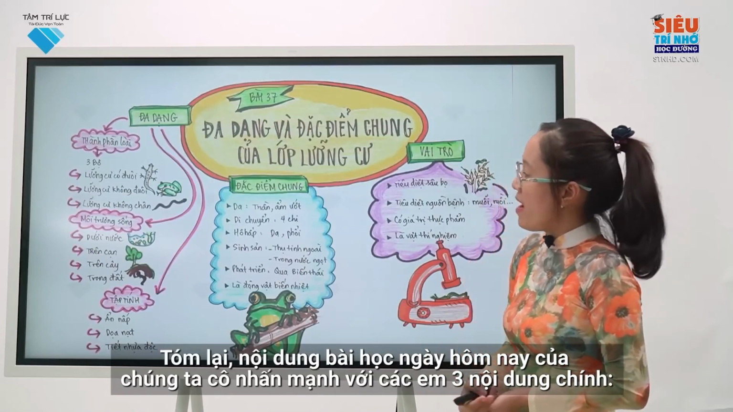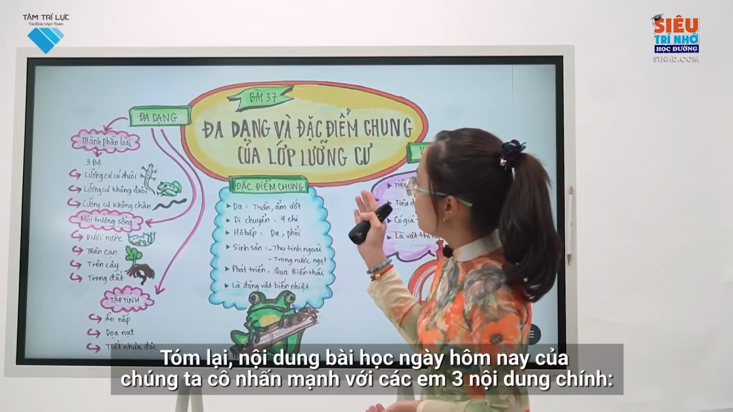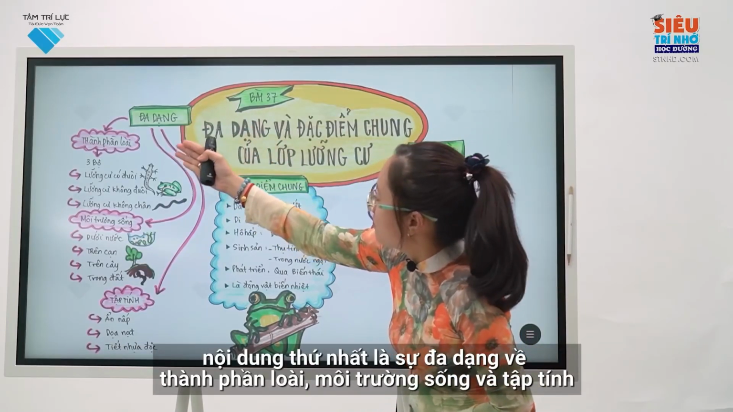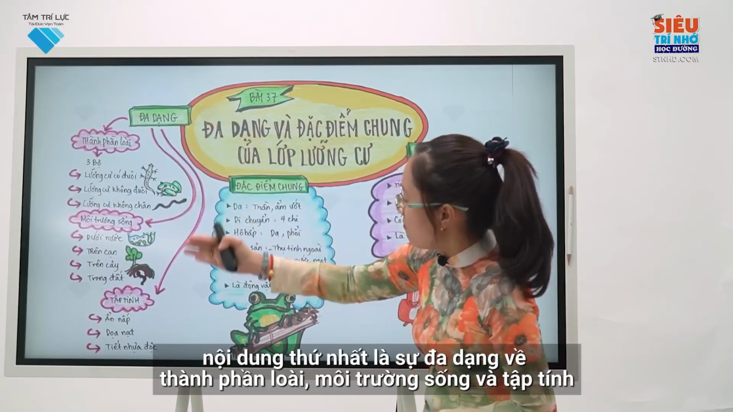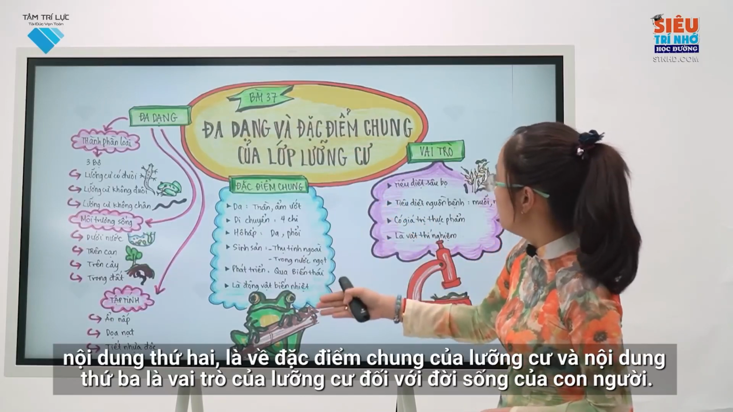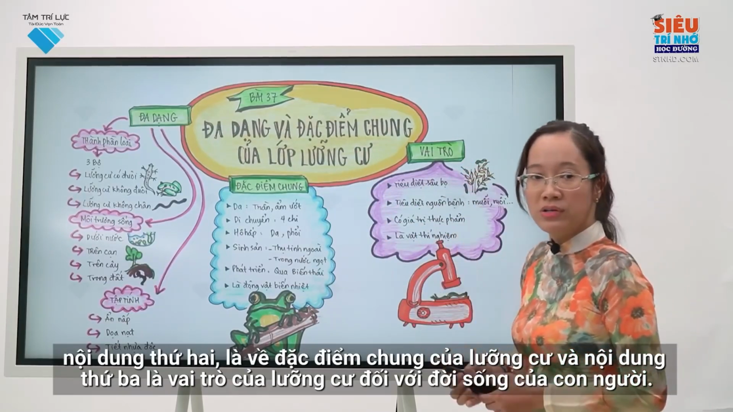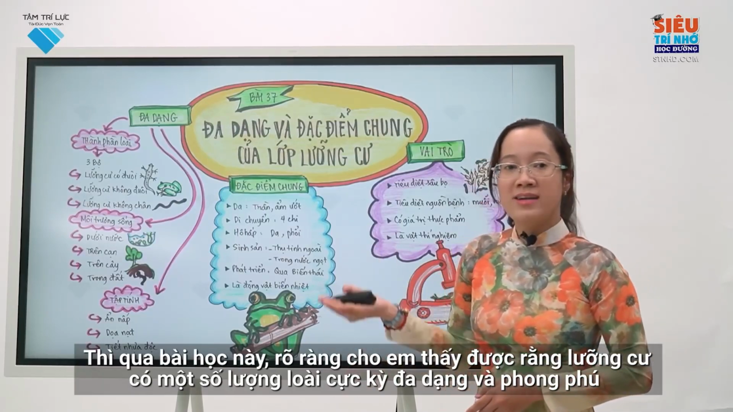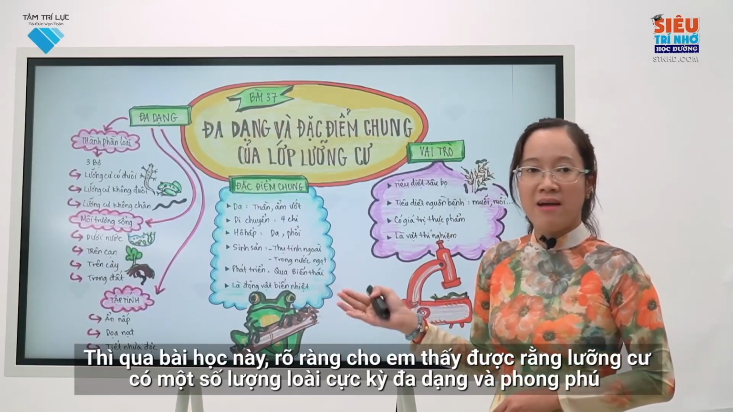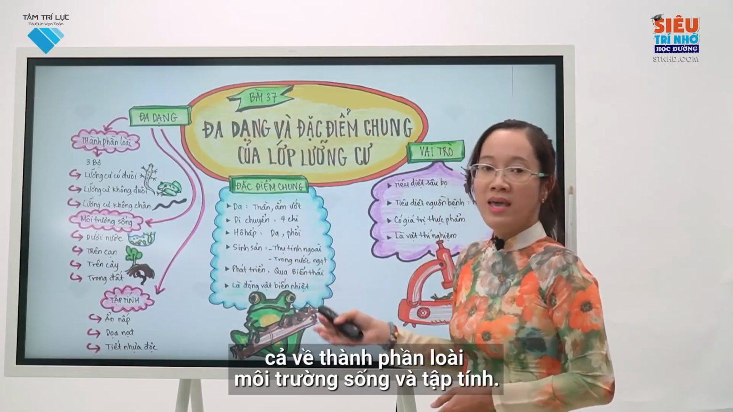In conclusion, the content of our lesson today, I emphasize three main parts. The first part is the diversity of species composition, habitat, and behavior. The second part is about the general characteristics of amphibians, and the third part is about the role of amphibians in human life. This lesson clearly shows you that amphibians have an extremely diverse and rich number of species, both in terms of species composition, habitat, and behavior.